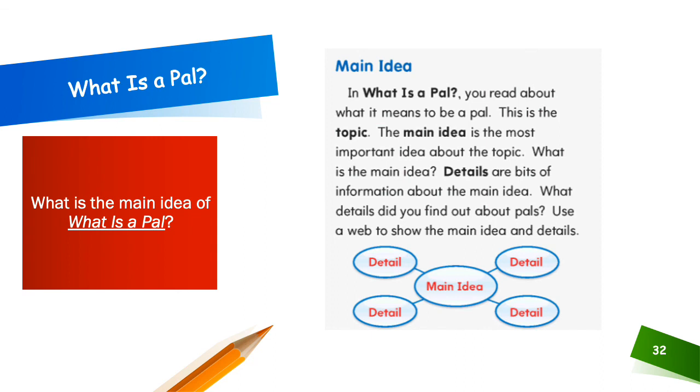Let's use this web to show the main idea and the details. This web will help us show the main idea and details about the topic pals. The middle oval is where we'll put the main idea, what is a pal is all about. Then we'll fill in the details in the outer ovals. So what do you think the main idea is? And what are the details that support that? Take a minute and think about how you would fill out this organizer.